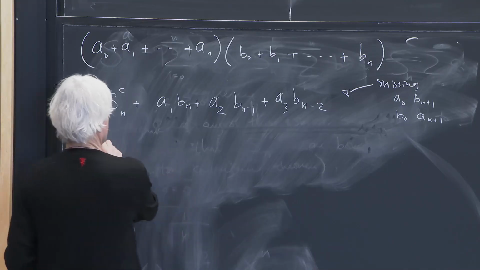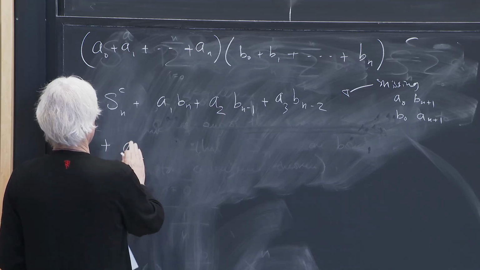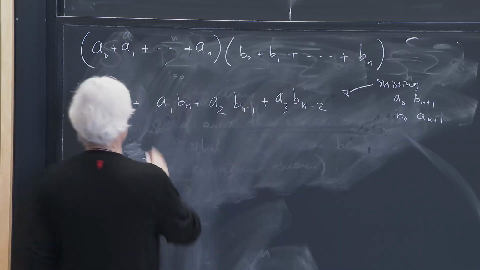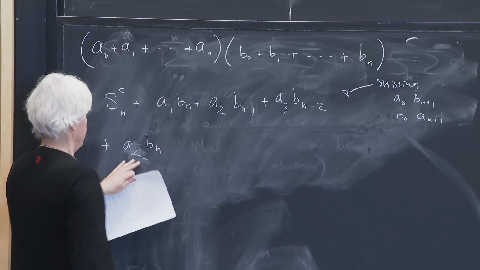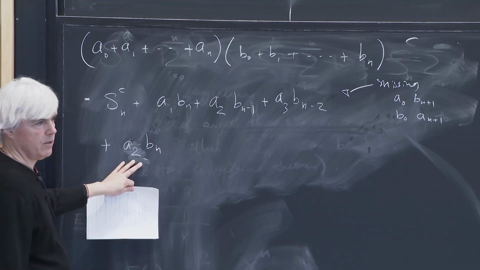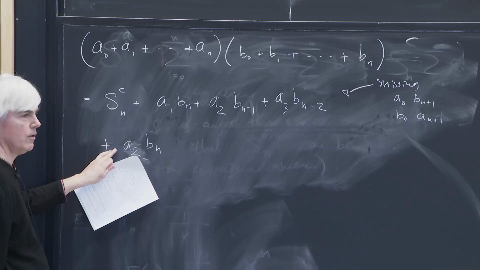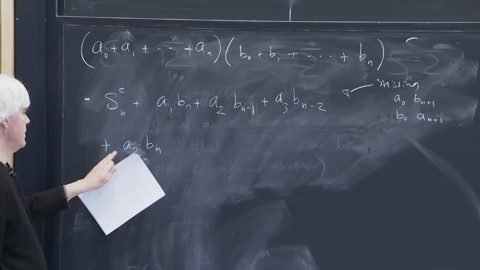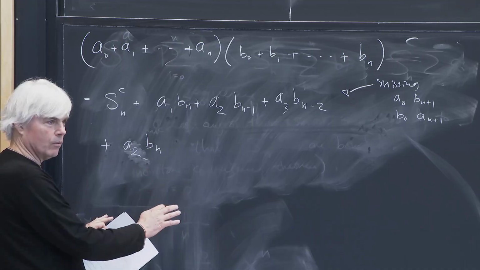So the next term would be something where the sum of the indices was 2, like A2 Bn, right? But here you will be missing more. You'll be missing A0 Bn plus 2, you're missing A1 Bn plus 1, right? But you don't get anything more.